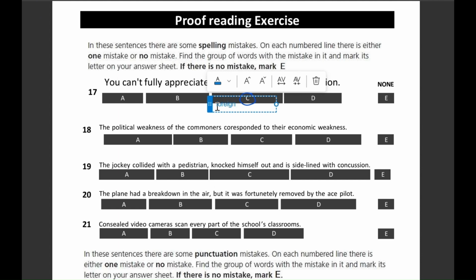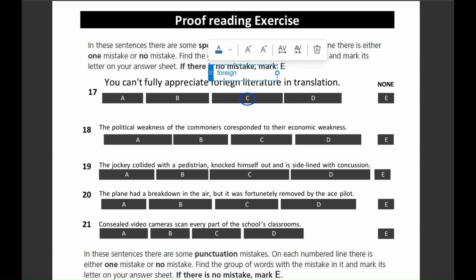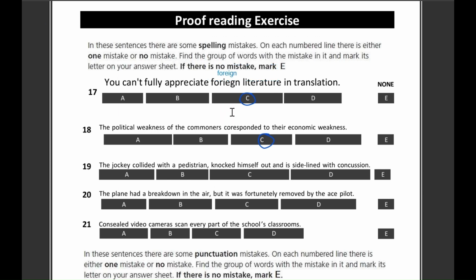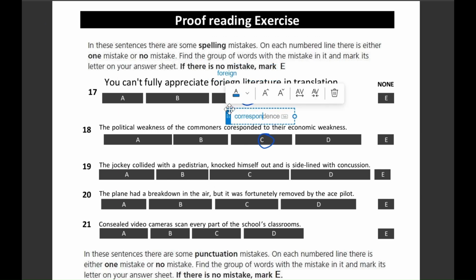The sentence is, the political weakness of the commoners corresponded to their economic weakness. Again, we have options A, B, C, D, and E, no mistake. The answer is option C, because the word corresponded is misspelled. The correct spelling is C-O-R-R-E-S-P-O-N-D-E-D, corresponded. So we need an extra R.